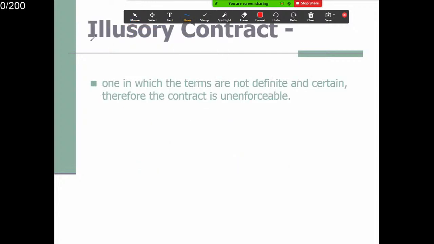Alright, illusory contract. 模糊的协议。One in which the terms are not definite and certain. Therefore, the contract is unenforceable. Okay, illusory contract. 在法庭上面的话，没办法去判断。法官就说算了吧，这个太模糊了，你没有说1年还是多少时间，right? You just say someday, right?